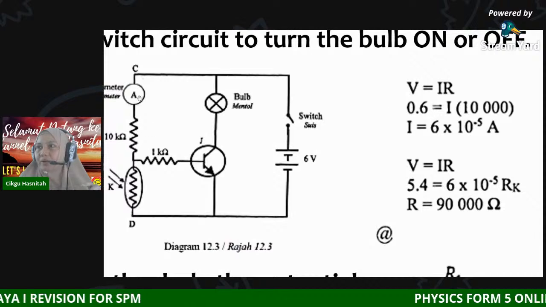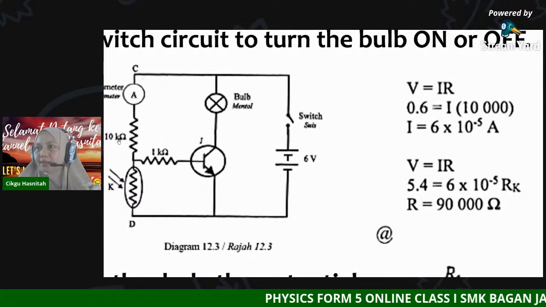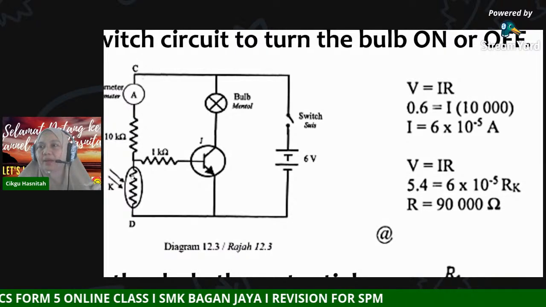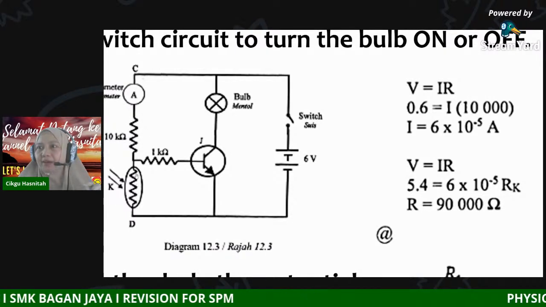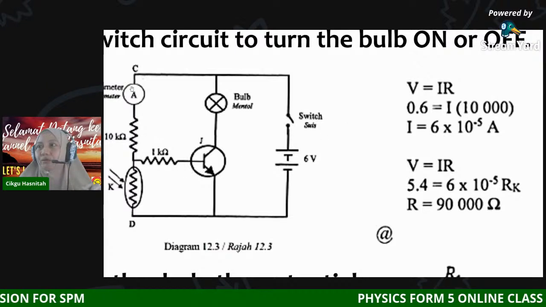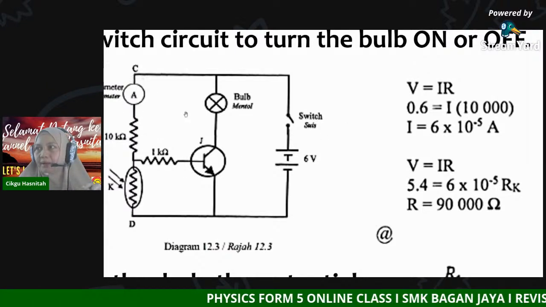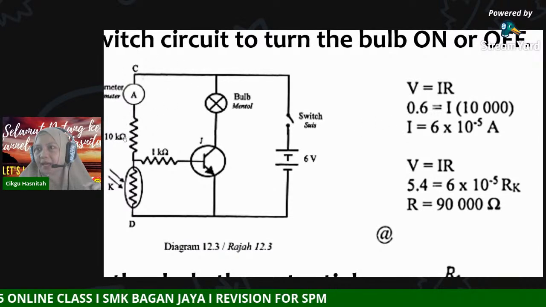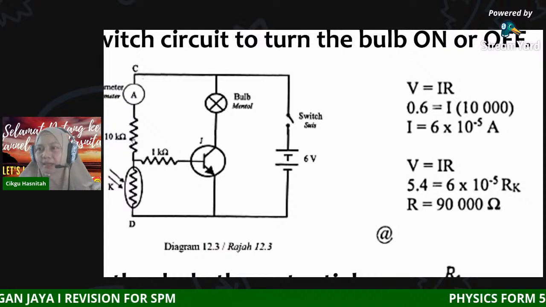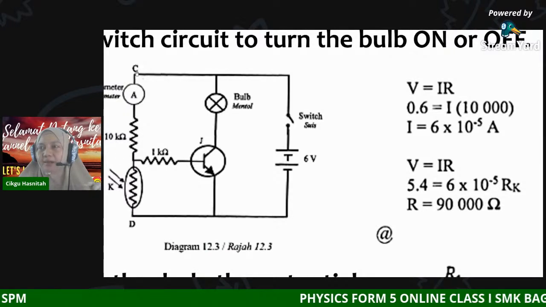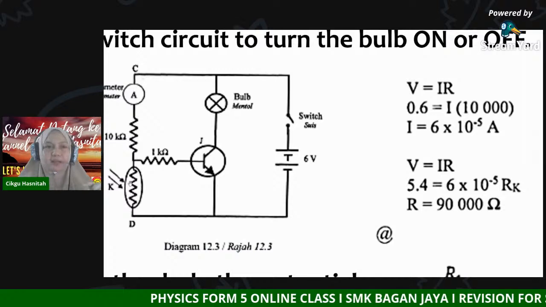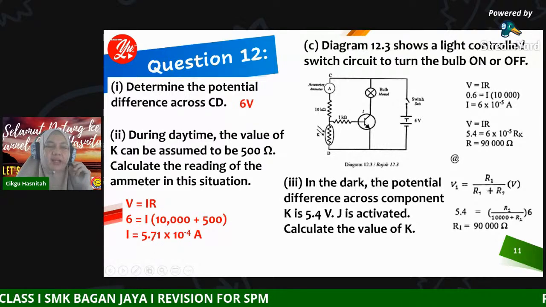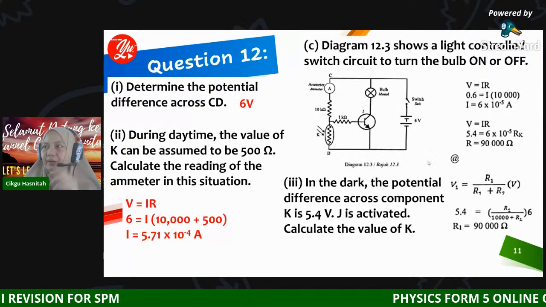So 0.6 is the voltage up here that flows through the 10 kilo ohm resistor, and the voltage across K is 5.4 volt. To find the current flowing in the ammeter, we use 0.6. Since the 10 kilo ohm resistor and K are connected in series, the current flowing through them is the same. By this, the resistance for K is 90,000 ohm. Thank you, Vinci, for responding.